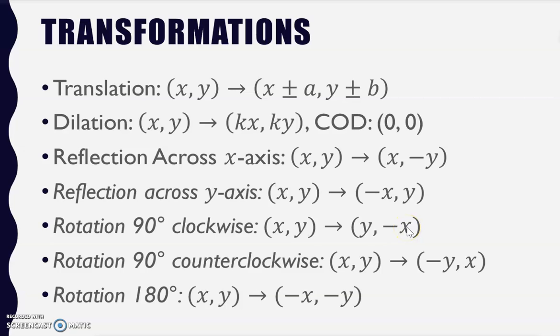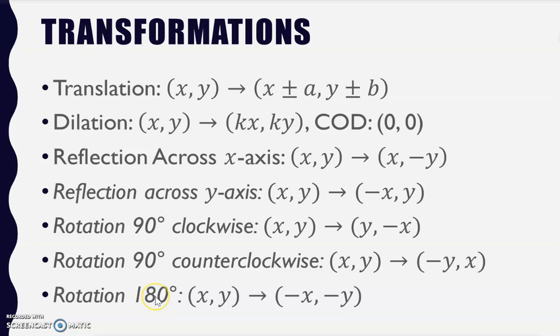In a rotation 90 degrees counterclockwise, so that's like this, opposite of a clock, you have your original XY, the arrow means a transformation's happening, X and Y switch again, but this time Y is the opposite.